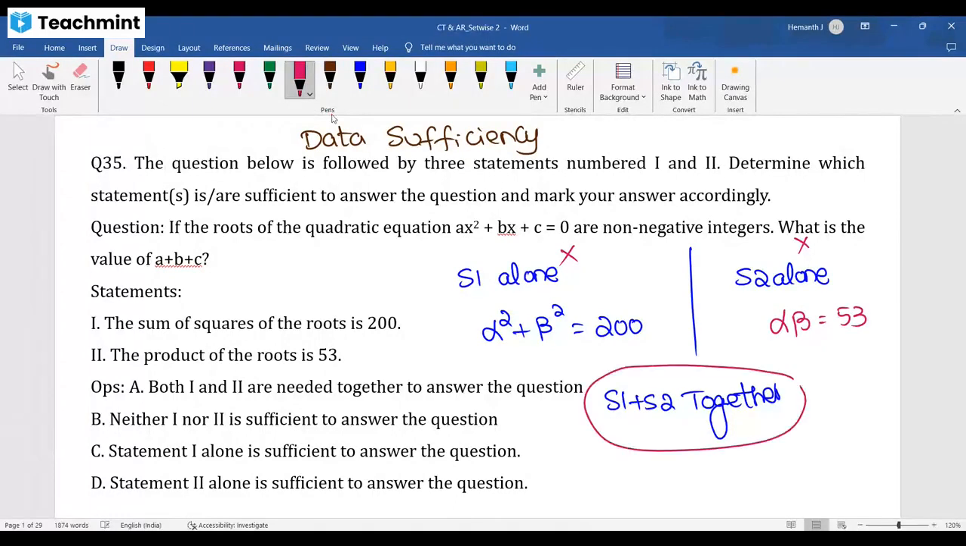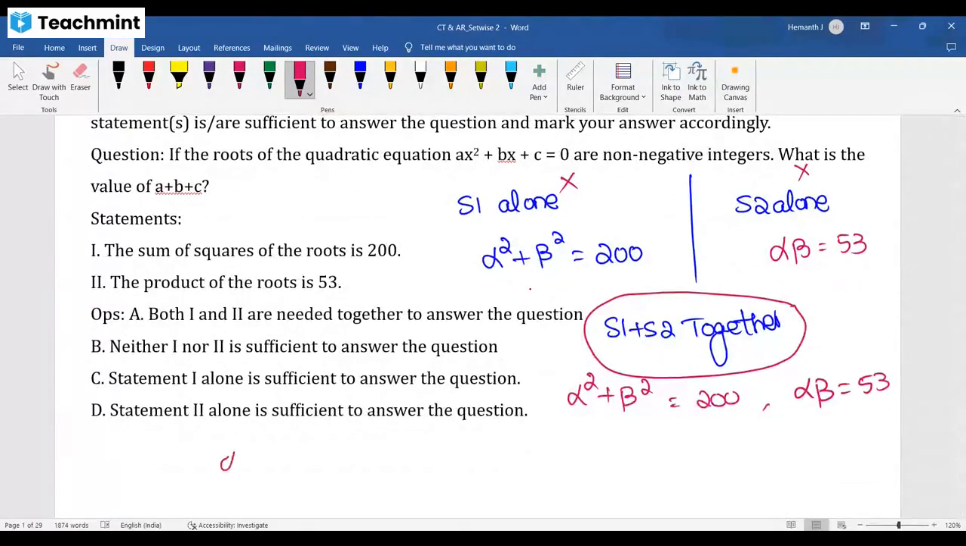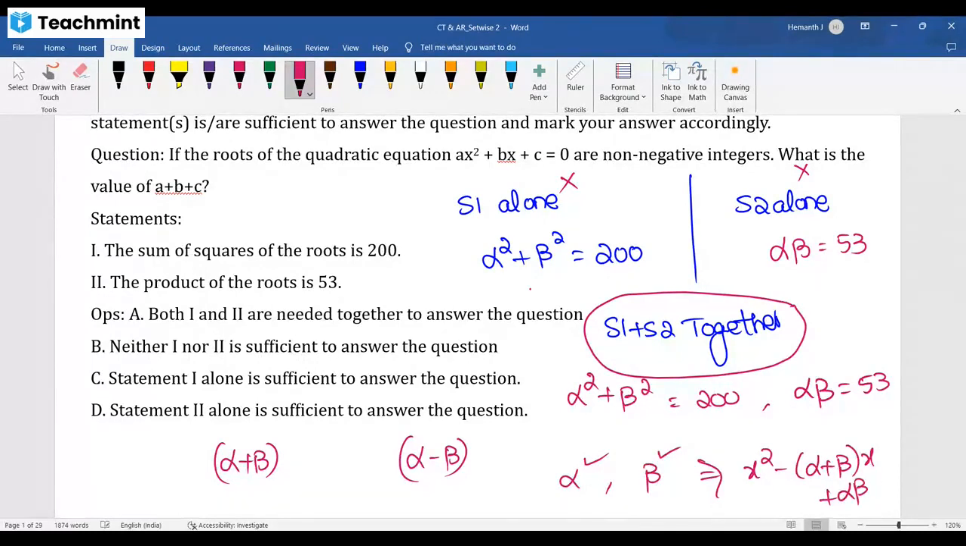But together, yes. Alpha square plus beta square equal to 200, and alpha beta equal to 53. As you have two equations, you can calculate alpha plus beta whole square, and from this alpha minus beta. Then you can calculate alpha and beta. Once you have alpha and beta, I hope you know the quadratic equation is x square minus (alpha plus beta) into x plus alpha beta equal to 0. Then you can find the values of a, b, c for sure, no problem.